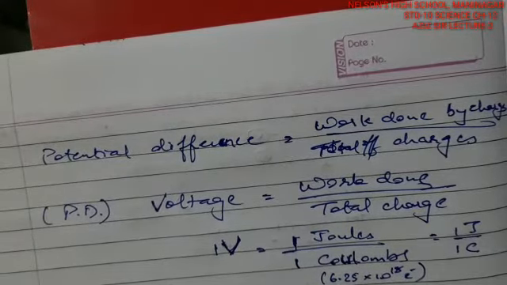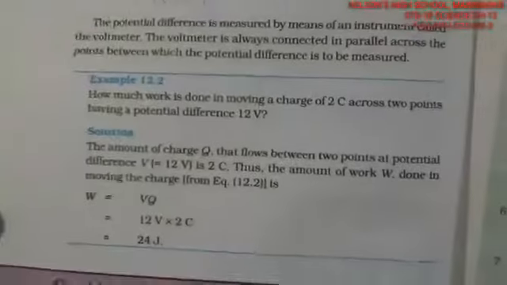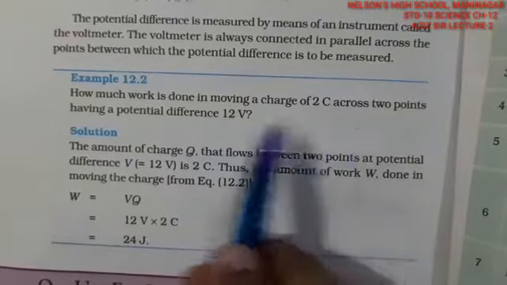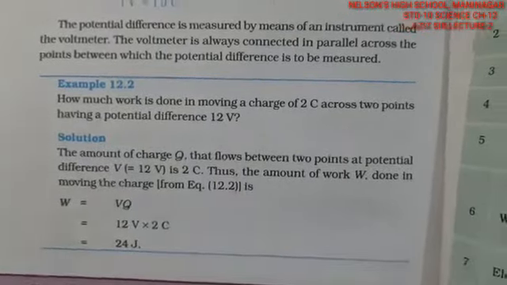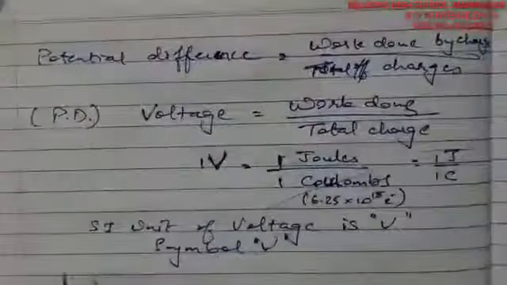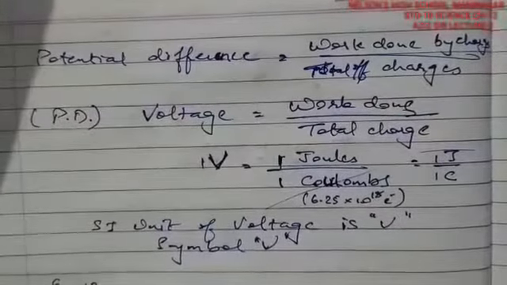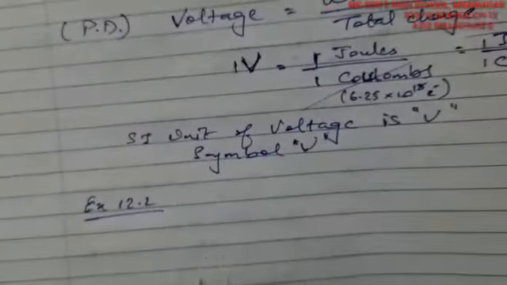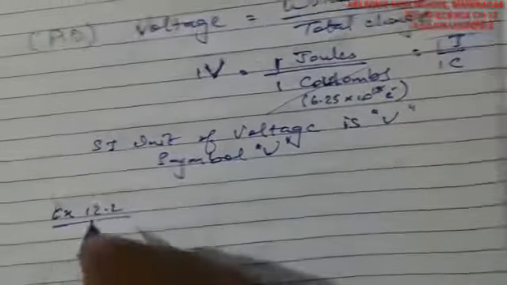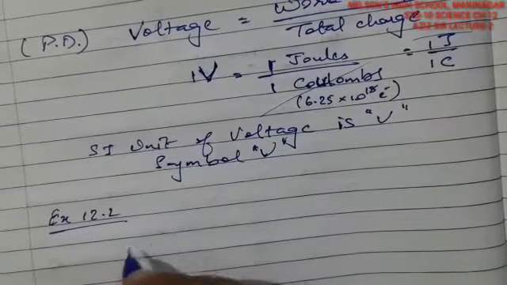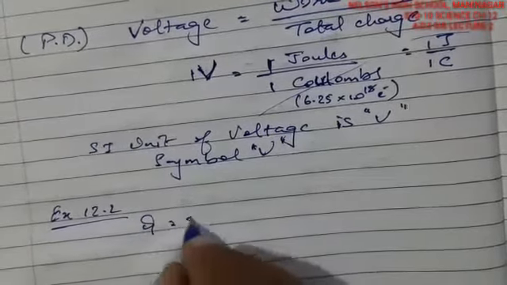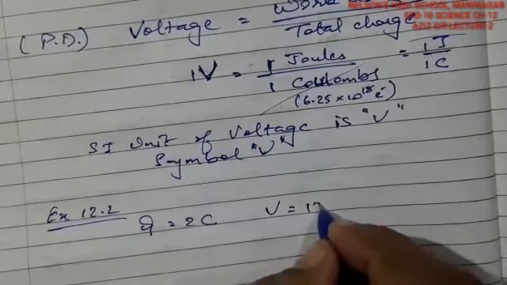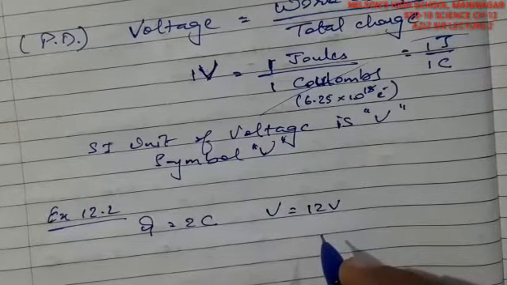We will complete with one example, that is 12.2: how much work is done in moving 2 coulombs of charge across 2 points having the potential difference of 12 volt. So they have given, this is Example 12.2. This shows they have given the amount of 2 coulombs of charge. So they have given Q is equal to 2 coulombs across 2 points, that is potential difference voltage is given as 12 volt. Fine.